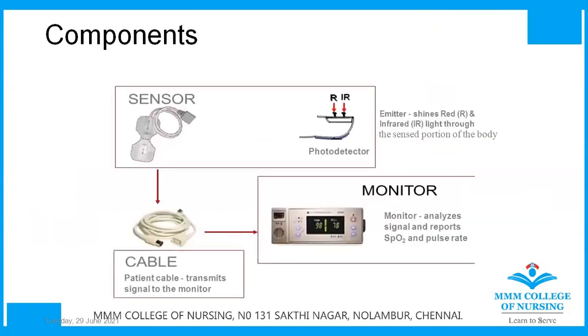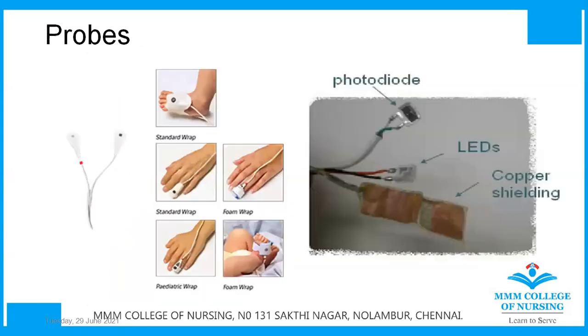The components which are used in a pulse oximeter are a sensor, a photodetector, a cable, and a monitor. Probes can be varied, which can be used both for adults, infants and children. And the parts of a probe are a photodiode, an LED light, and a copper shielding.